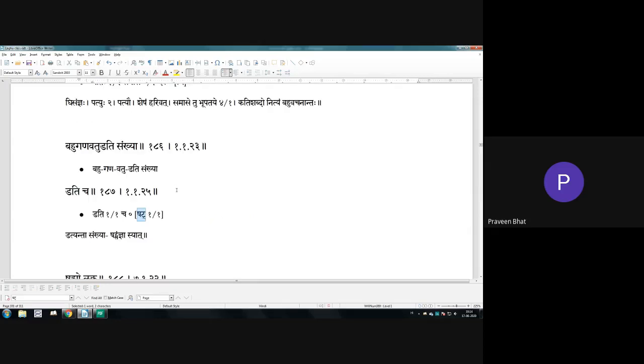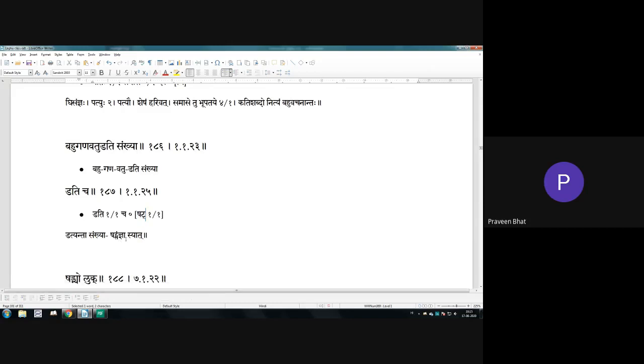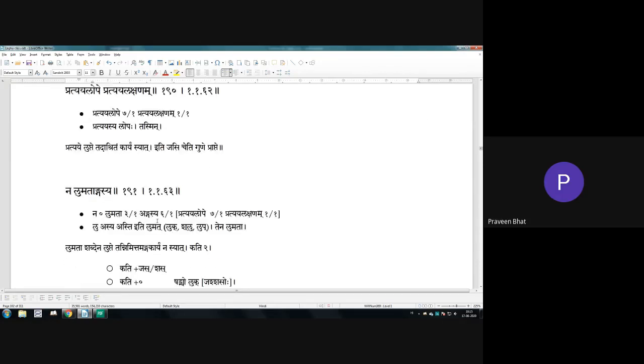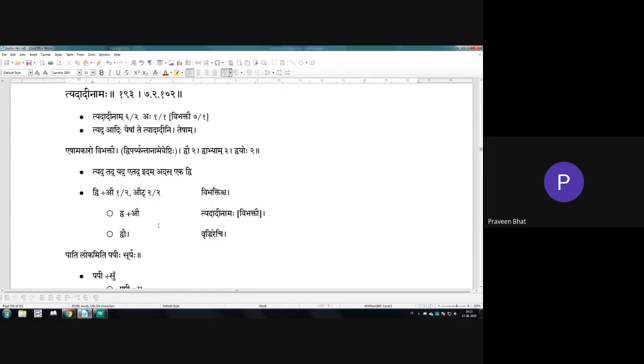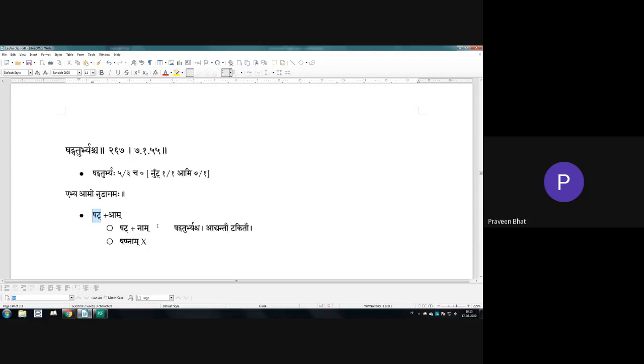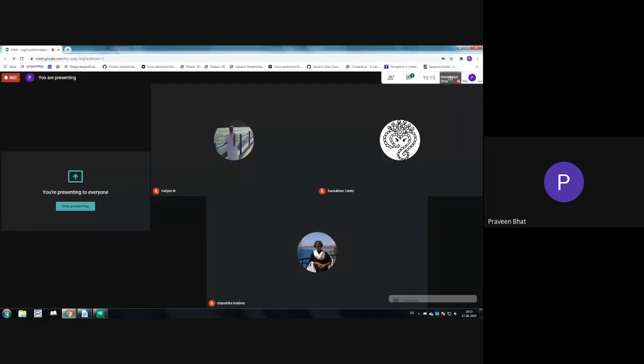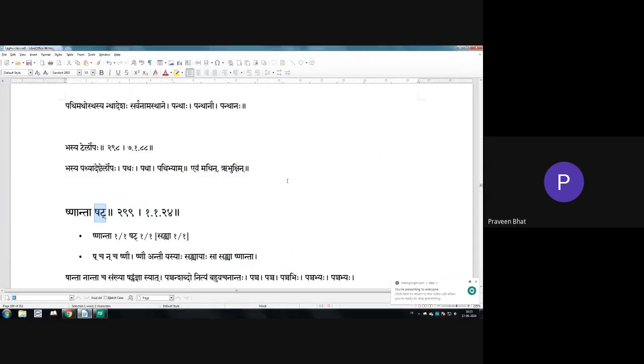We've done this also. Bahu gana vatudati sankhya. Here, sankhya. Then shat sanya. Later there was shat sanya. This was used in the sutra for the siddhi of not so early, maybe much later. Chatur ityadi. So we got other words also.